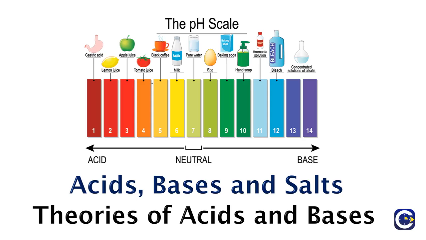Hello everyone. In the first part, we have looked at the basic understanding of the three important classes of chemical compounds: acids, bases, and salts. In this video, we look at the theories that were proposed on the classification of chemical substances, particularly into the acid and base categories.